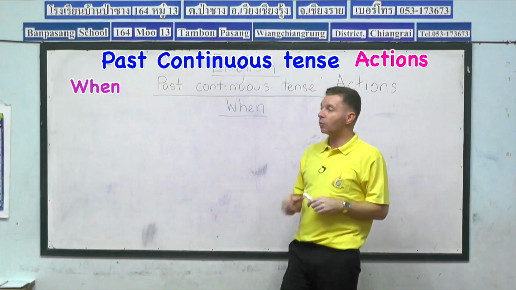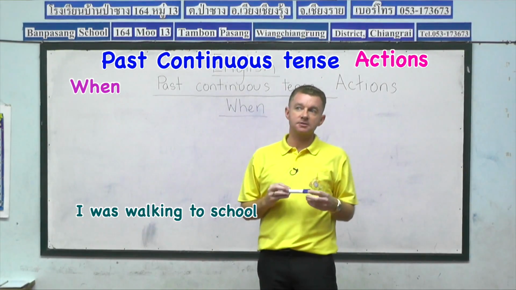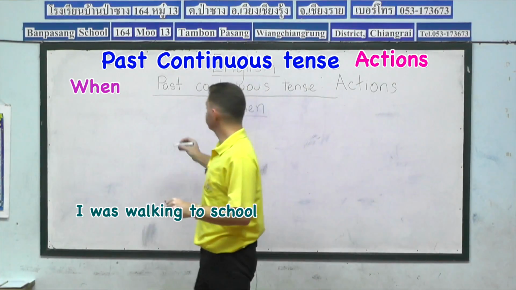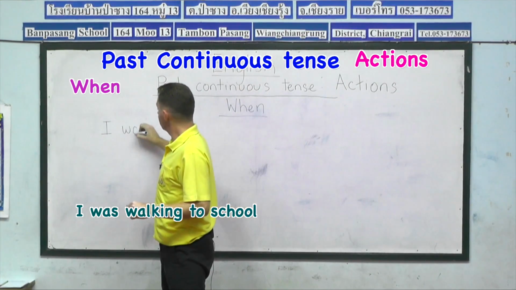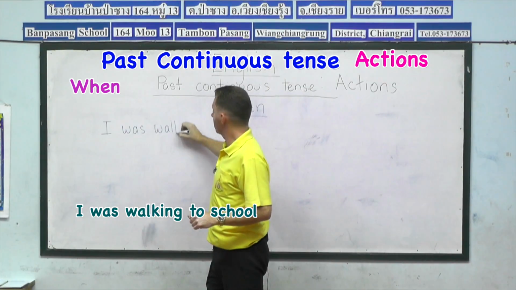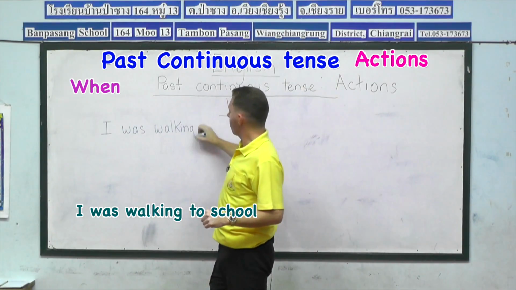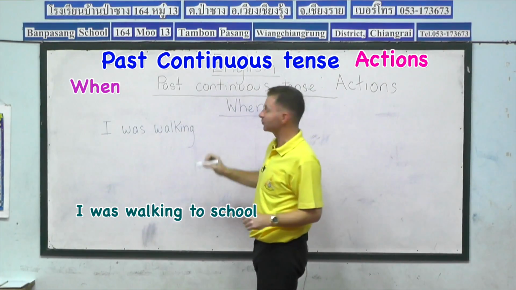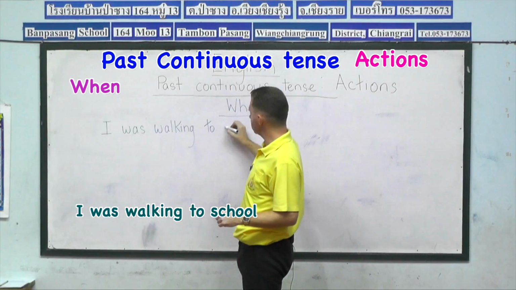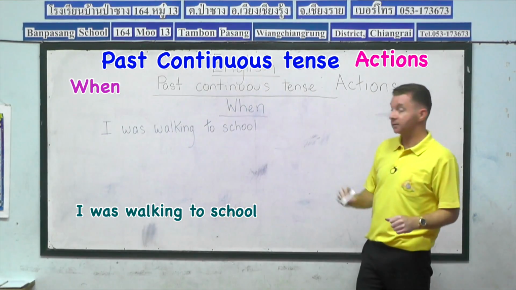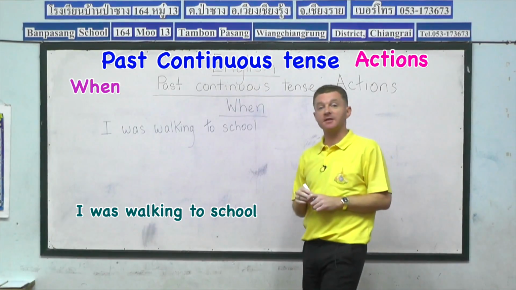So let's say I'll go first. What can be the first action? I know, something you guys do every day. I was walking, and where are you now? School. I was walking to school. Now there is one action in the past continuous tense.